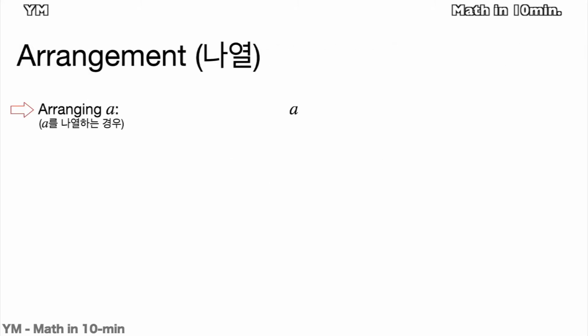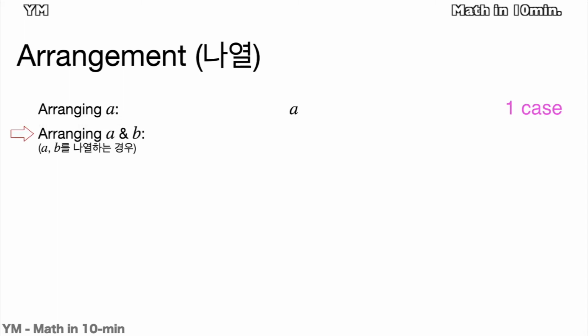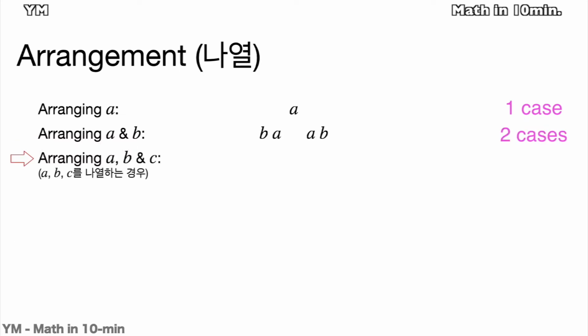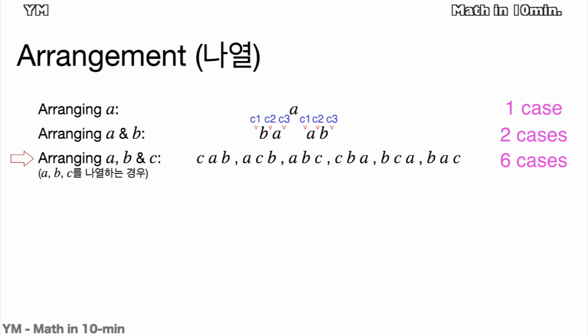The number of arranging a character A is only 1. Then how about arranging the two characters A and B? From the arrangement of one character A, the character B can be placed onto the left or right of A. So there will be two cases. How about three characters A, B, and C? From each of the arrangements of two characters A and B, C can be placed onto the left, middle, or right. So there will be 6 cases in total, multiplying 3 from the previous case.